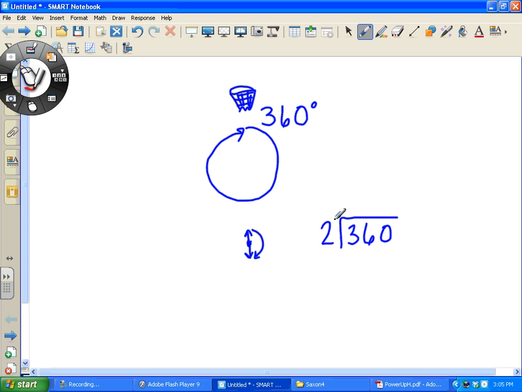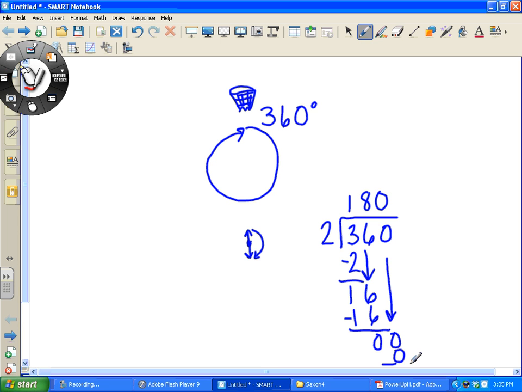How many groups of 2 can I get out of 3? 1. 1 times 2 is 2. Subtract. Bring down. Now how many groups of 2 can I get out of 16? 8. Because 8 times 2 is 16. Subtract. Bring down. How many groups of 2 can I get out of 0? 0. And 0 times 2 is 0. And we know we're finished. There's nothing left to bring down. So look, halfway around, that's a 180 degree turn.